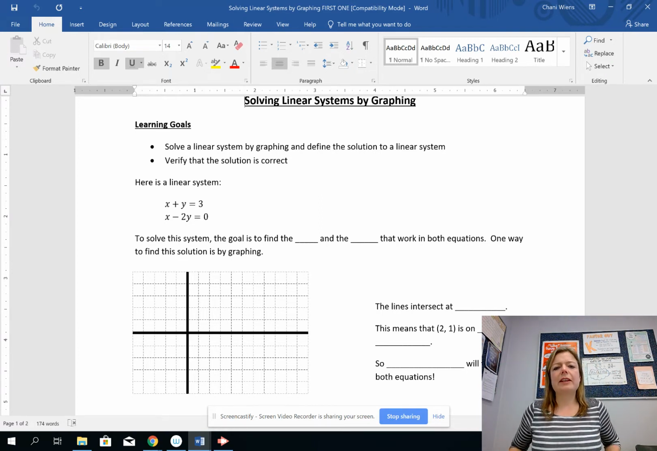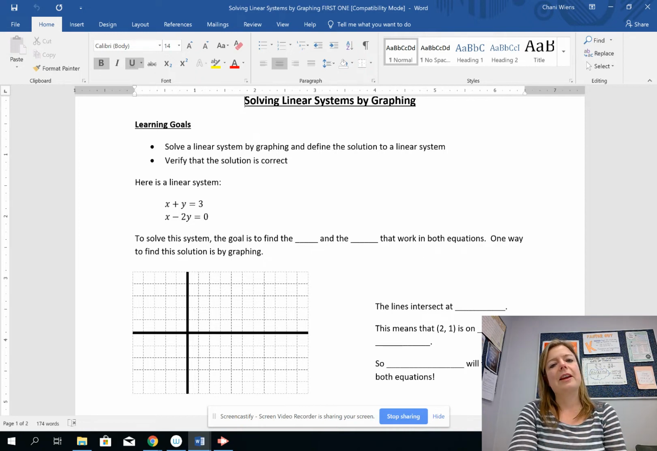Okay, so solving linear systems by graphing can be very helpful in word problems. And later on in this unit, when we focus just on word problems, I'll be showing you much more difficult graphing examples. So today is just meant to be showing the basics. So our learning goals are that we will solve a linear system by graphing and define the solution to a linear system, and then verify that our solution is correct.